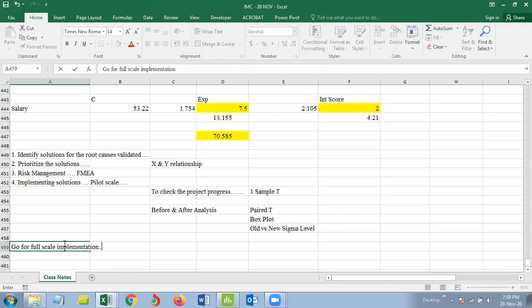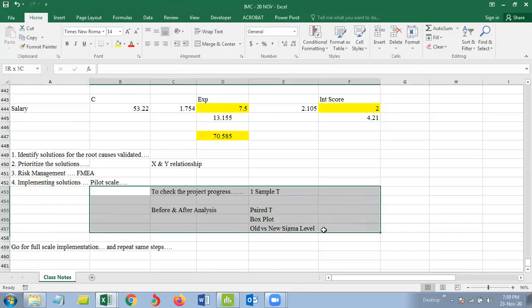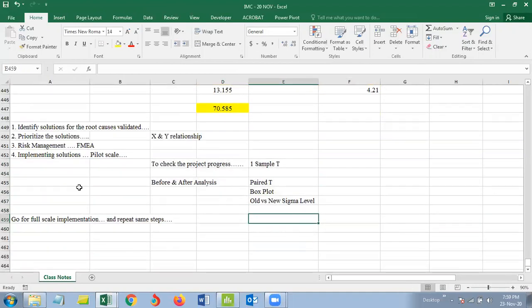implementation and repeat the same steps. You improve the overall process and validate it using one sample T and pair T, to check whether your overall process improved or not. Once that is done, your improve phase gets over. You will have your overall process improved and validation will be there. So your management would have achieved whatever desired target they wanted, the overall process would have improved, which brings us to the control phase.